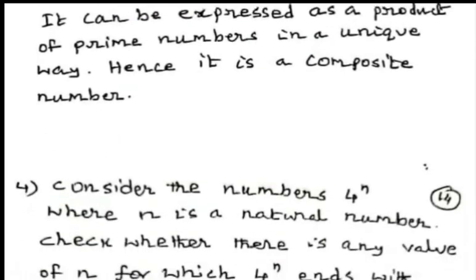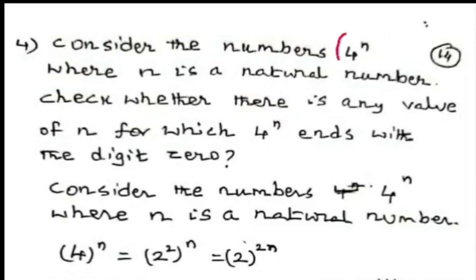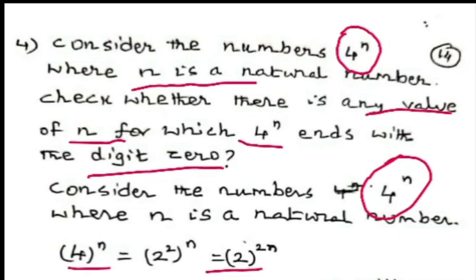Now we consider another problem. Consider the numbers 4 power n, where n is a natural number. Check whether there is any value for n for which 4 power n ends with the digit 0. We can write 4 power n as 2 power 2n.